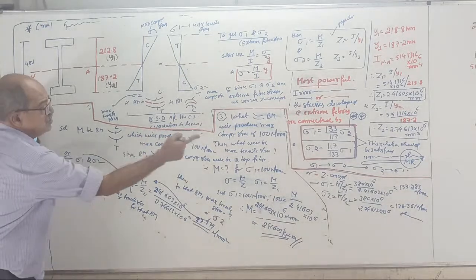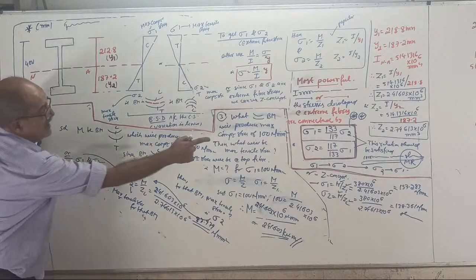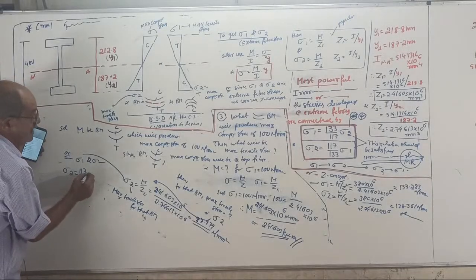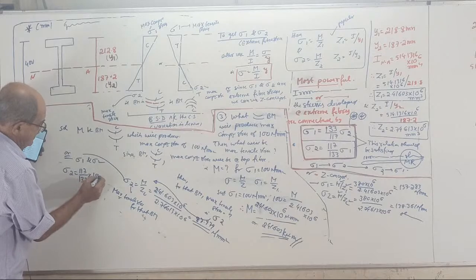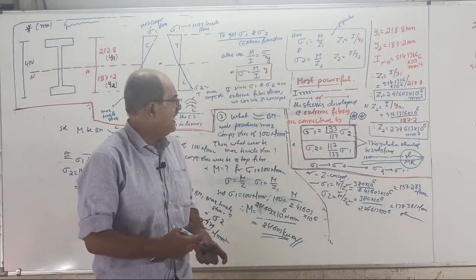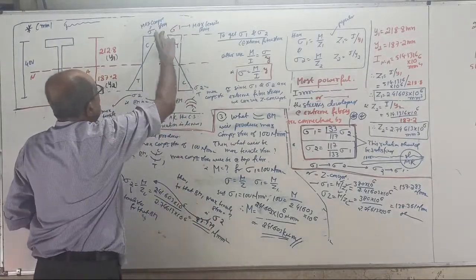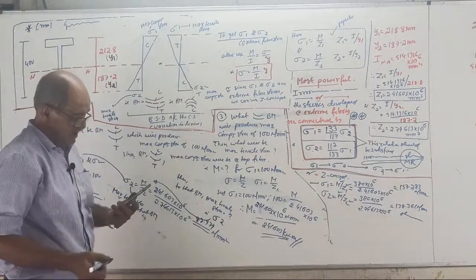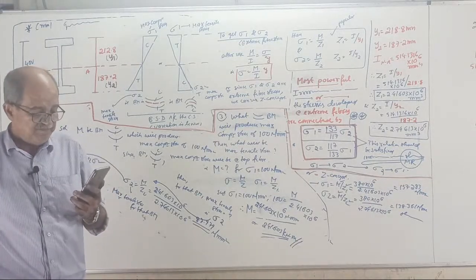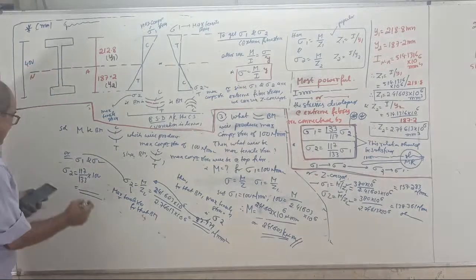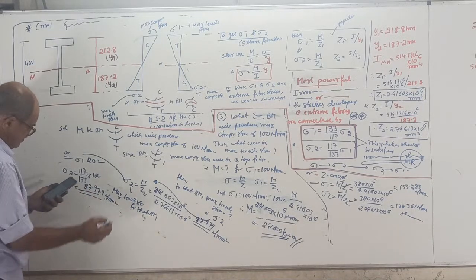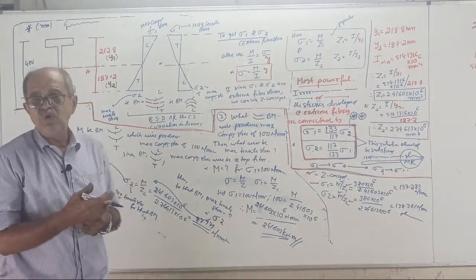Or the other option: we know the relation between sigma 1 and sigma 2. So once you know sigma 1, you can find sigma 2, without using bending moment, as 117 by 133 into sigma 1, which is 100. That ratio came from sigma 1 by y1 equal to sigma 2 by y2. It should be the same. Check first: 87.979 Newton per mm square. Correct? Yes or no?